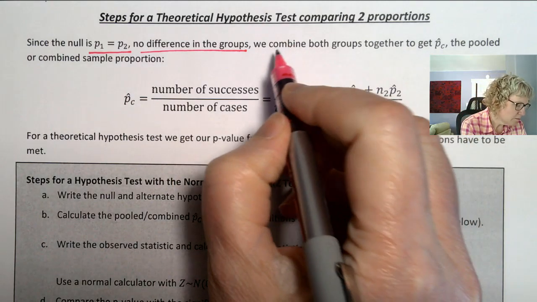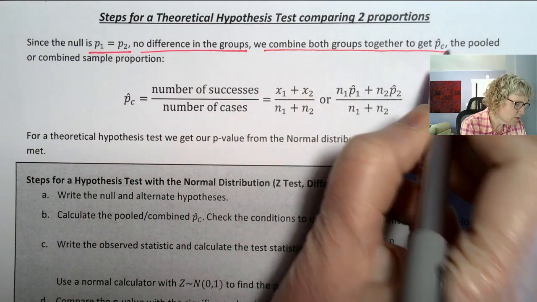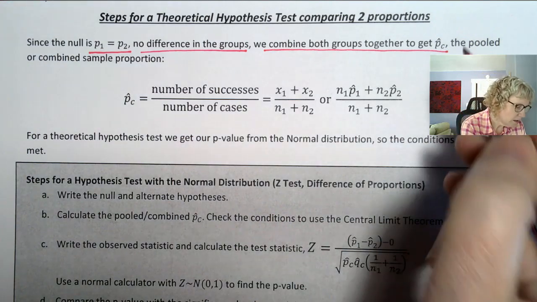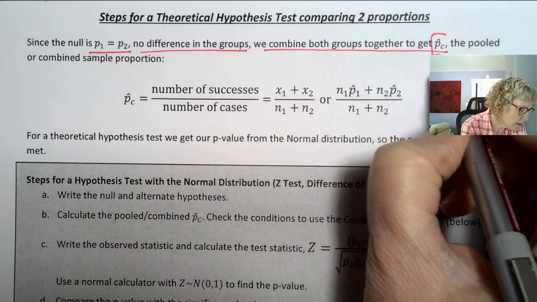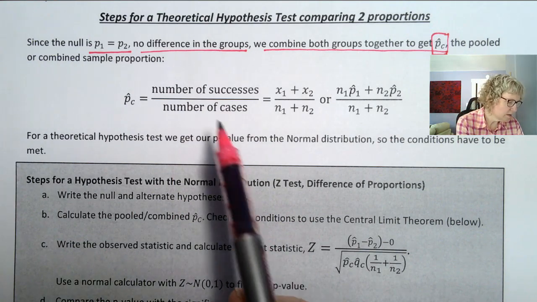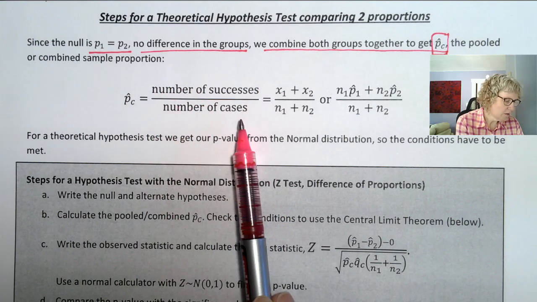What we do is we combine both groups together to get something called a pooled or combined sample proportion. Okay, so I'm calling it here P hat C, which means I can't use P hat C for the control group anymore. A little bit of a challenge there. You'll see it sometimes called the pooled, like maybe P hat P or another symbol as well. Okay, so if there really is no difference in the groups, then we want to take all of the successes over all of the cases.